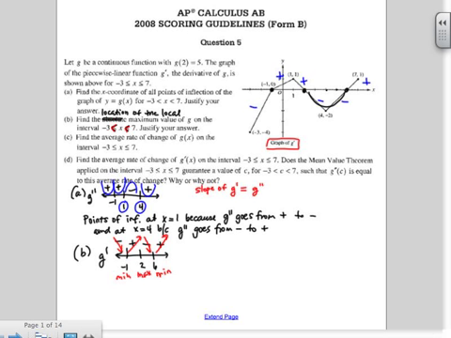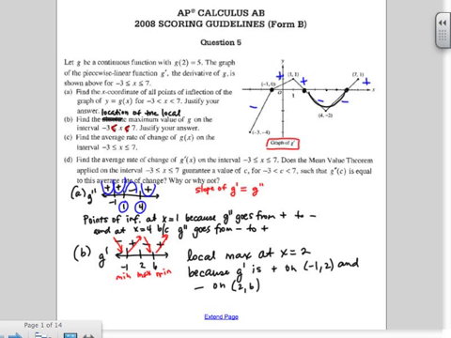Okay, so there is a local max at x equals 2. So like I said, we can't actually find g of 2 yet with our limited knowledge of antiderivatives. So local max at x equals 2. And then you'd have to write because, so it says justify your answer. So you'd say because g prime is positive on -1 to 2 and negative on 2 to 6. And that would be enough justification.